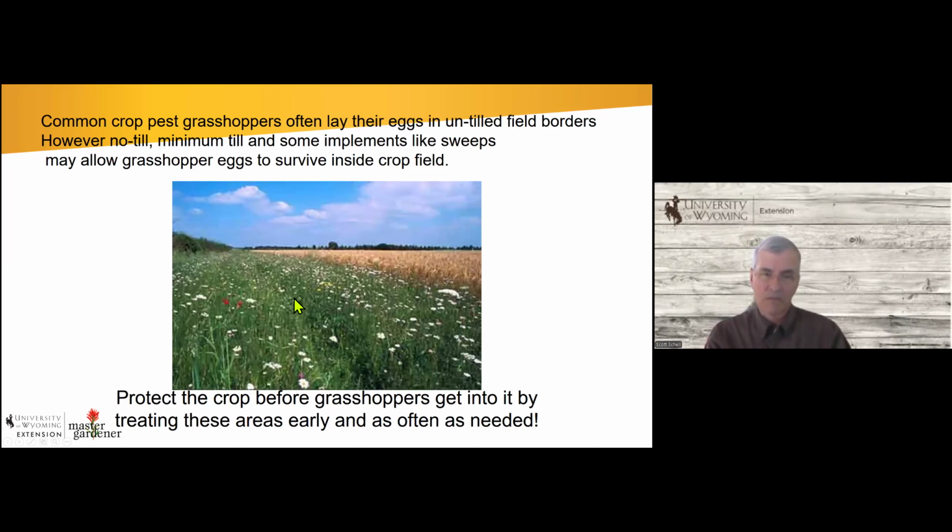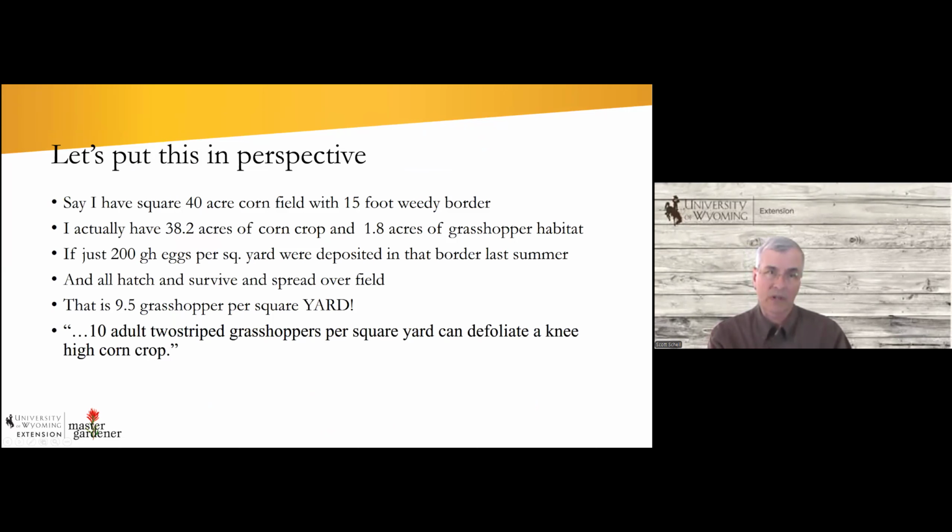But if you can get this non-crop area treated, you can protect the crop. That's my goal, is get them before they get in your crop and start causing yield loss. And then if they get in the crop, yeah, there's insecticides that you can use to treat them, but they're usually more expensive. And so essentially that's where doing scouting is very important.